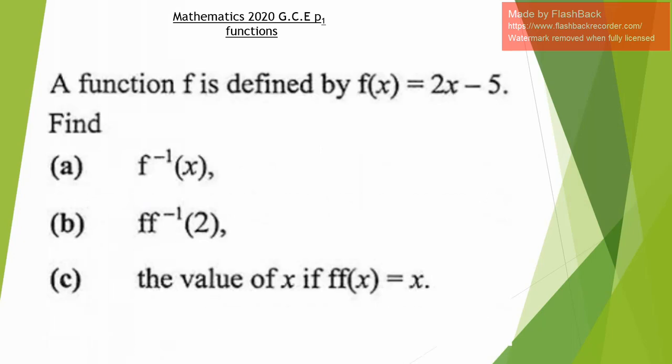So let's first read and understand what the question is saying. A function f is defined by f of x is equal to 2x minus 5. Find: A, the inverse of x; B, f inverse of 2; then C, the value of x if f of x is equal to 2.